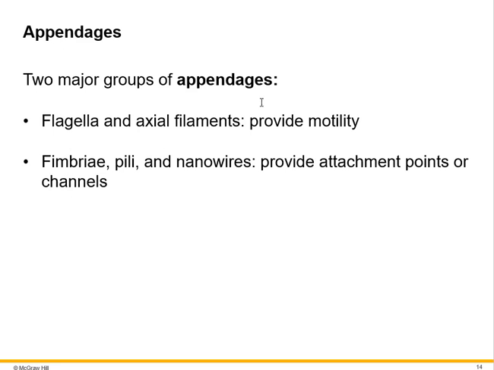So the appendages, there's 2 major groups. We have flagella and axial filaments, which are internal flagella. They have lots of different names for that, but both of these provide motility. And then we have fimbriae and pili and nanowires, and these provide points of attachment or channels.